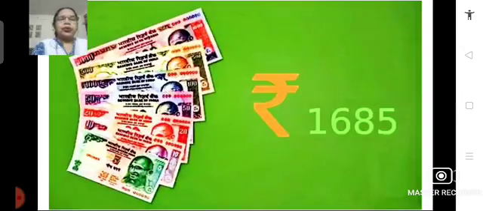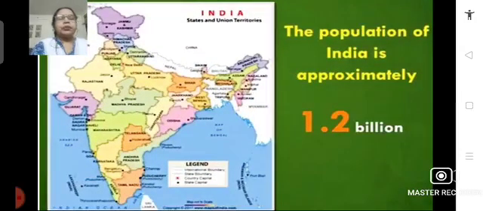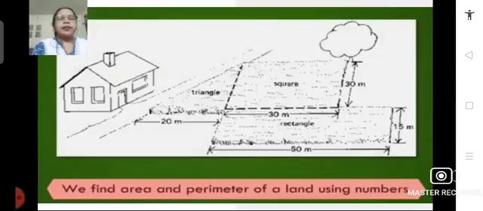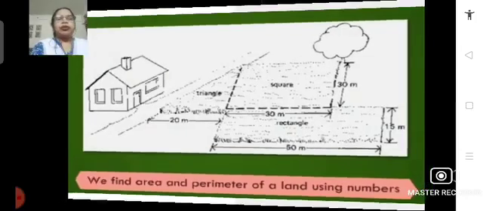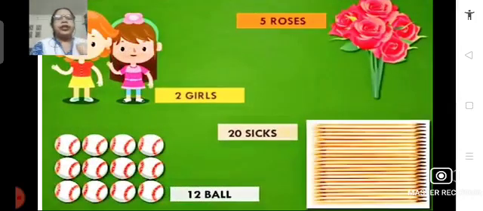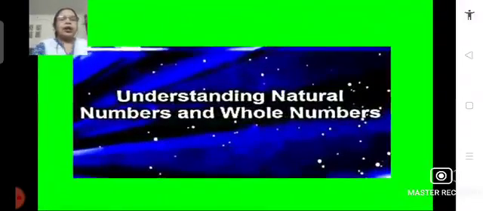Children, we know that numbers are very important for us. They are all around us. We use them all the time. So here are a few examples of how we use numbers: to express the amount of money, to express the population of countries, to find area and perimeter of land, or to express the number of objects or number of people. So we use numbers all the time. Now let's understand what are natural numbers and whole numbers.